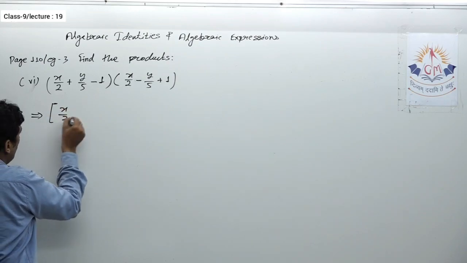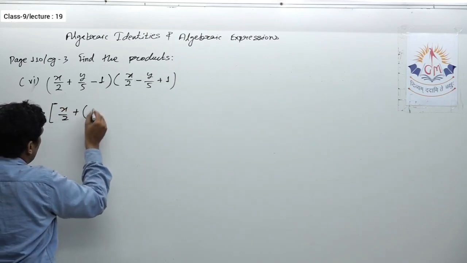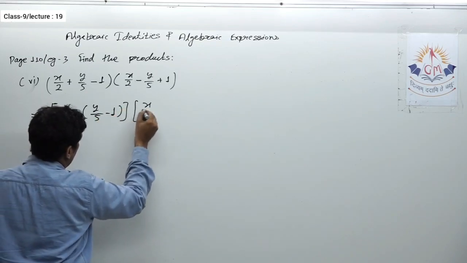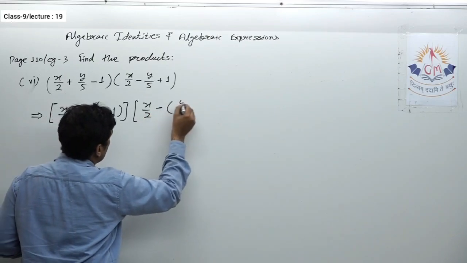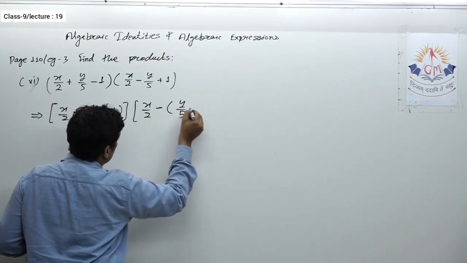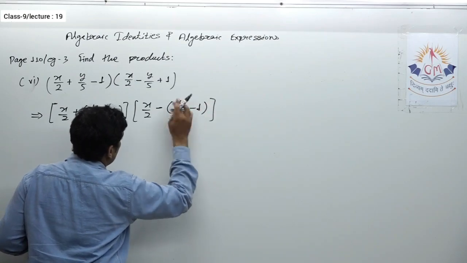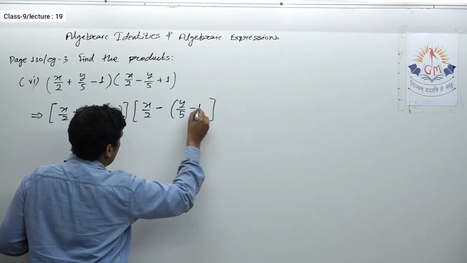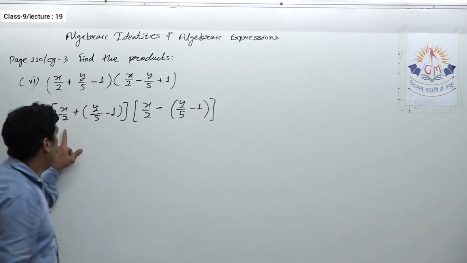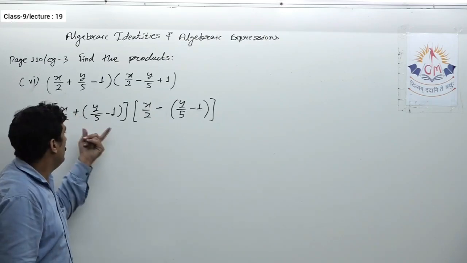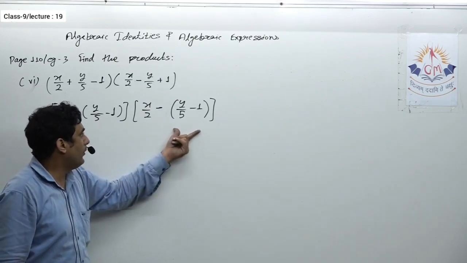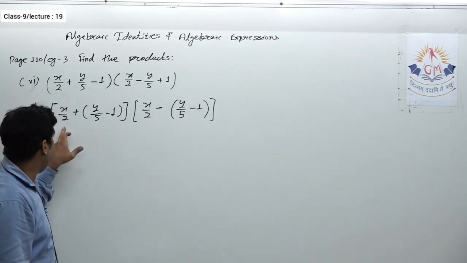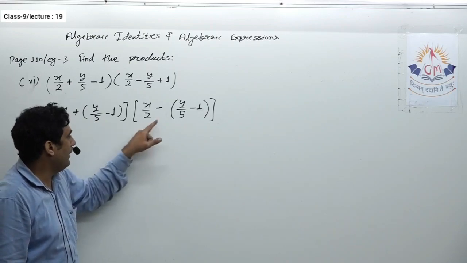See, this is x by 2 plus y upon 5 minus 1, and this I can write as x by 2 minus, if I take the minus sign common, this will become like this, isn't it? Now you can see definitely the first one is A and the next one is B. x by 2, x by 2, that is A. y upon 5 minus 1, y upon 5 minus 1, B. Middle sign positive, middle sign negative, that is A plus B into A minus B.